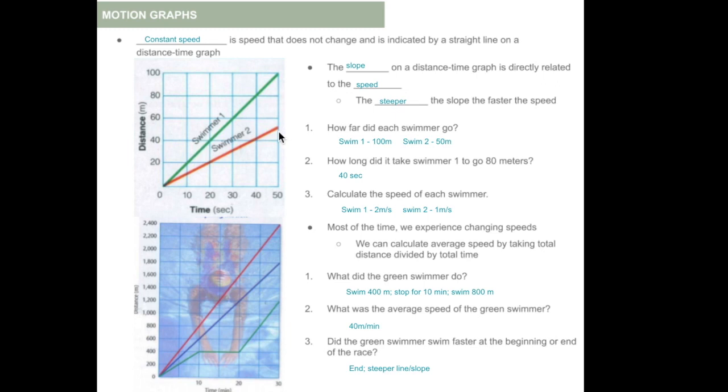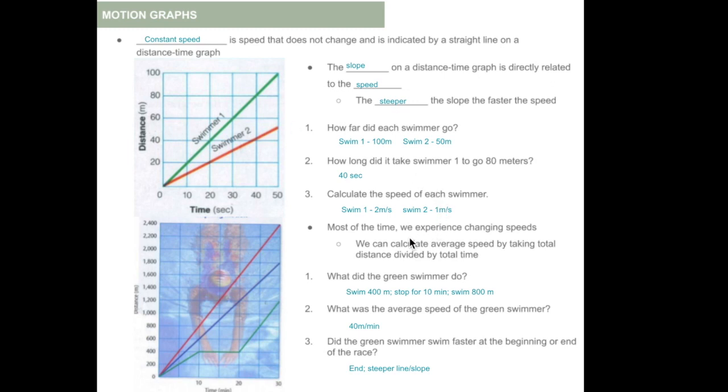And if we look, it makes sense. In a time of 50 seconds, swimmer 1 got further away. They got 100 meters, whereas swimmer 2 only got about 50 meters away. So swimmer 1 was swimming faster. The steeper the slope, the faster the speed. Okay, so how far did each swimmer go? I kind of just went through this. Swimmer 1 went 100 meters, and swimmer 2 went about 50 meters because it's right between 40 and 60.